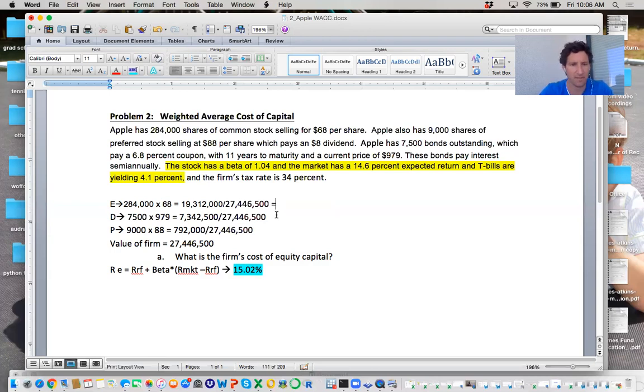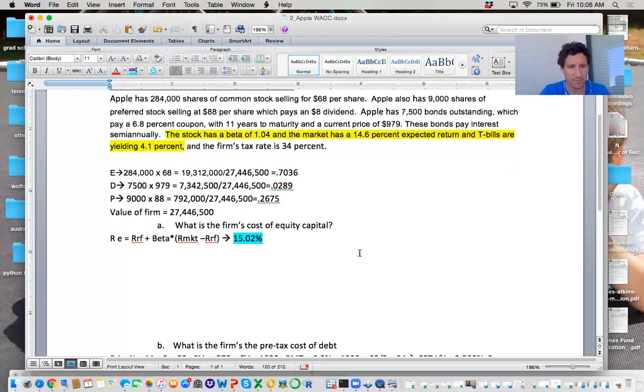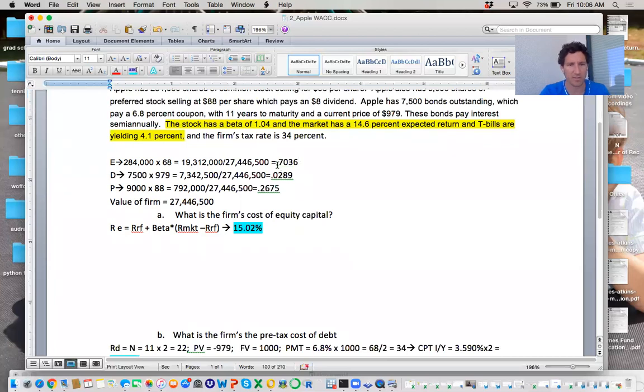All right, then our weight of equity, these are all going to be percentages now. 0.7036, 0.0289, and 0.2675. Okay, so all of those are as a percentage. You can keep them in that format. All right, so now we have all the pieces we need.